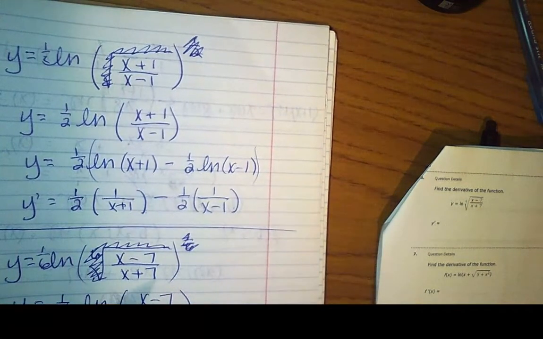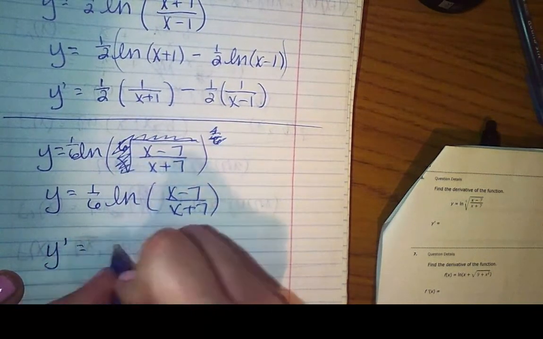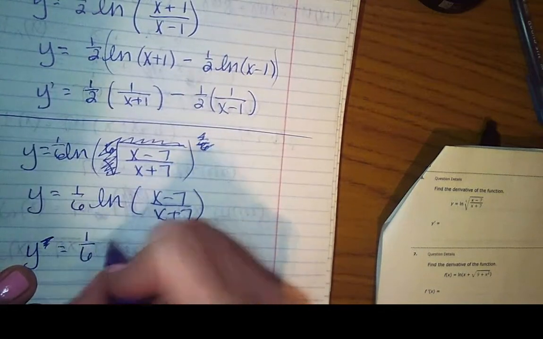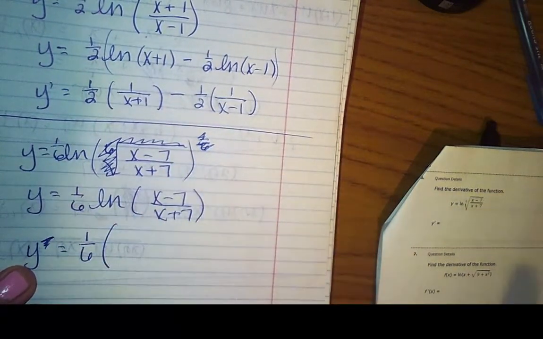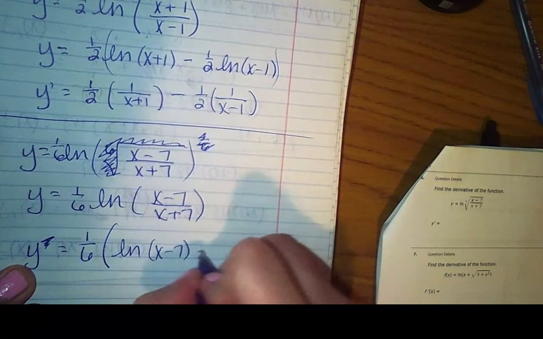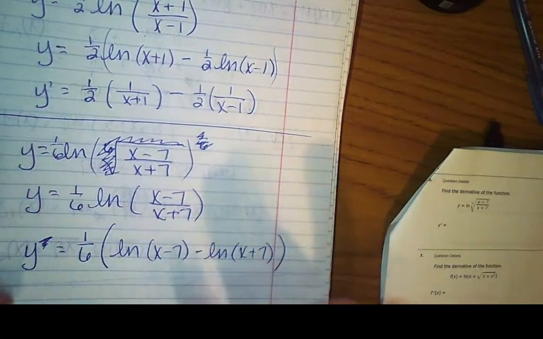On this one, I'm just going to pull the 1/6 out front so you can see better what I was talking about. Actually, I'm not doing a derivative yet, sorry. All right, so 1/6 times everything that I do: the natural log of x minus 7 minus the natural log of x plus 7. And now I'm going to take a derivative.